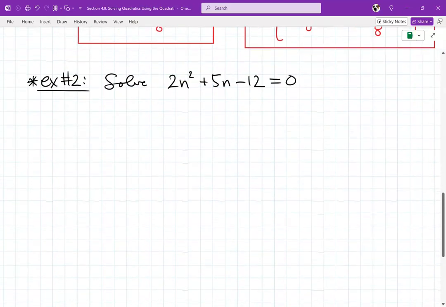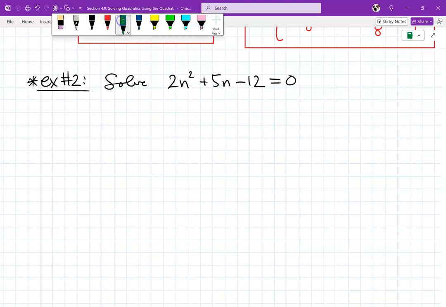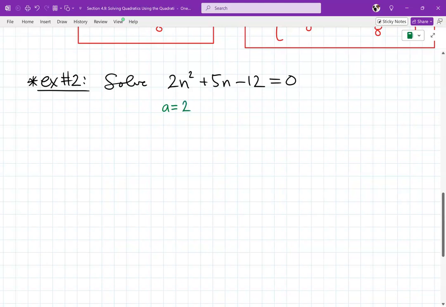Look what happens when we do this one. Okay? So A is 2. Well, let me change it to green. That way we don't think of that as work that we have to do. A is 2. B is 5. And C is negative 12.